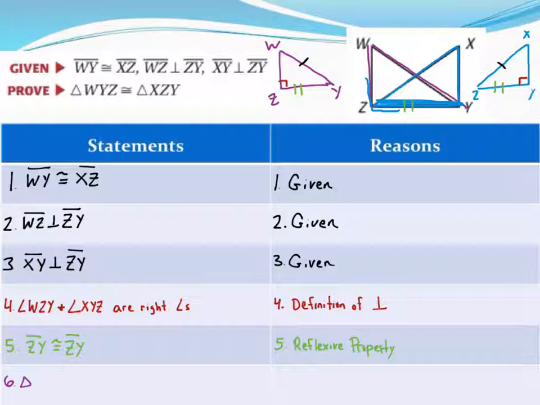And so now taking a look at all the tick marks I have, I can see that yes, I in fact do have an example of HL. I've proven that I have right angles because of perpendicular lines. I've proven a hypotenuse and I've proven a leg are congruent to each other, so those two triangles are congruent by HL.